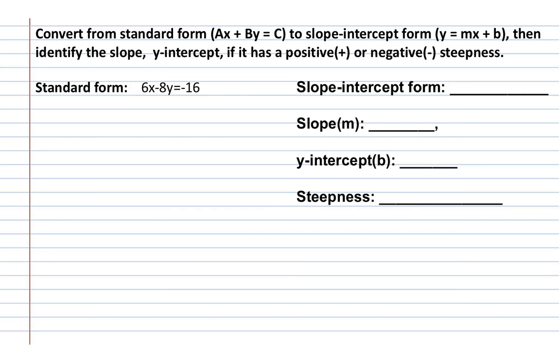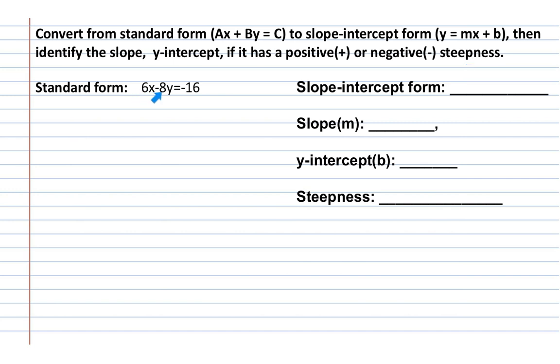Okay, so what we're going to be doing is converting from standard form, so something that looks like ax plus by equals c, to slope-intercept, which we have been working with for the past month. Okay, once we get it to look like this by doing opposite operations, we're going to identify the slope, the y-intercept, and if it's a positive or negative steepness, aka if it's a positive or negative slope.